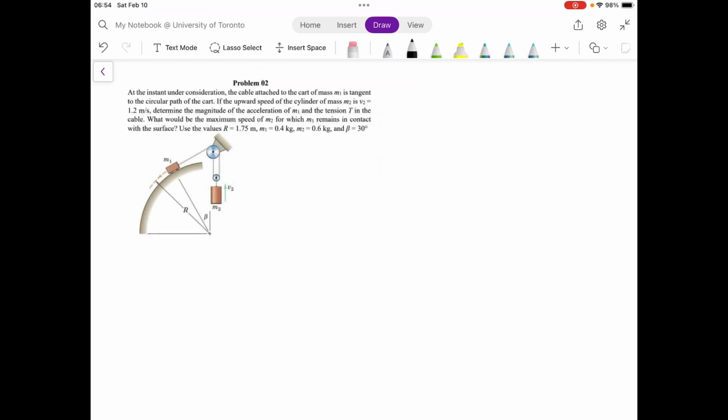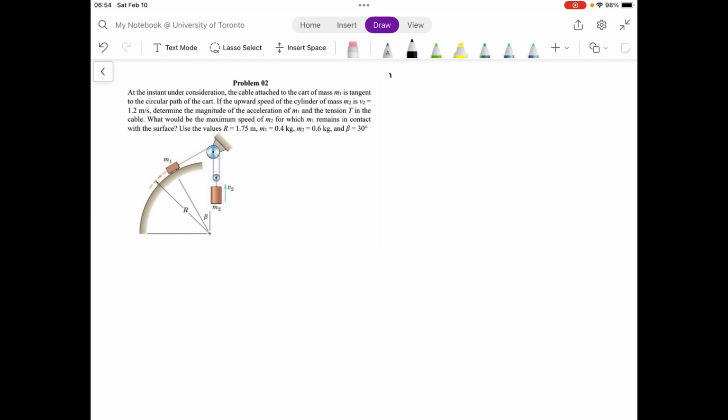Question number 2. At the instant under consideration, the cable attached to the cart of mass m1 is tangent to the circular path of the cart. The upward speed of the cylinder of mass m2 is v2 equal to 1.2 meters per second. Determine the magnitude of the acceleration of m1 and the tension T in the cable.